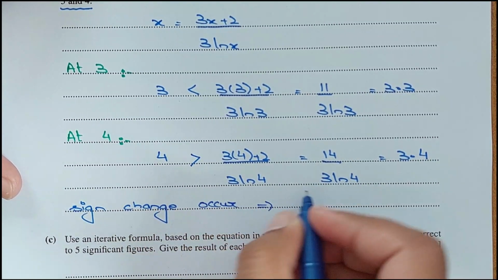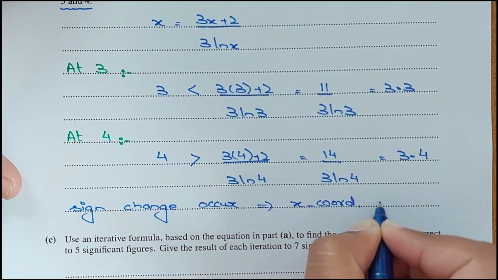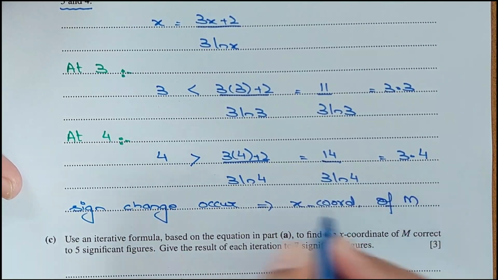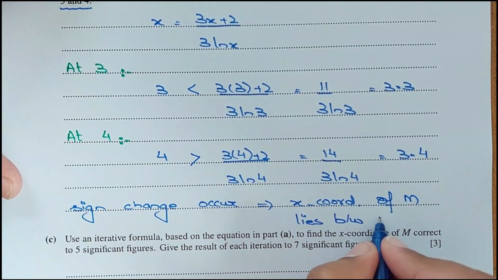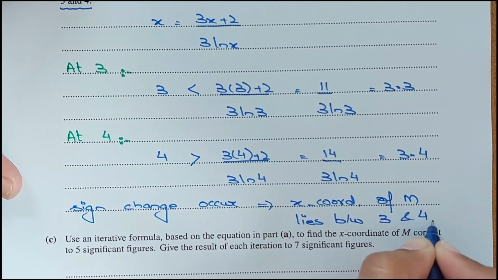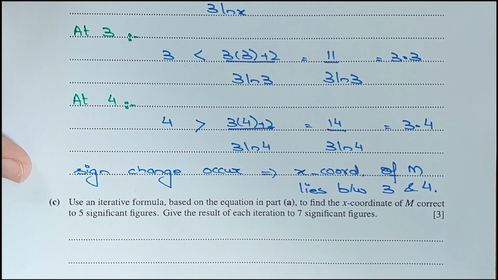This implies the x coordinate of M lies between 3 and 4. Right. Now for part C, use an iterative formula based on the equation in part A.